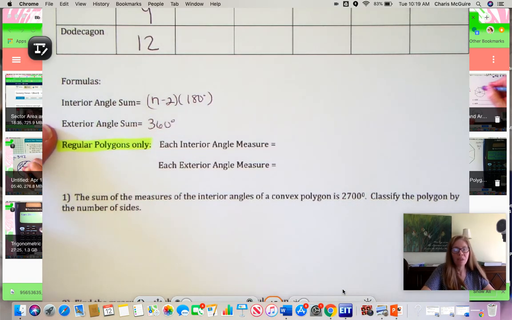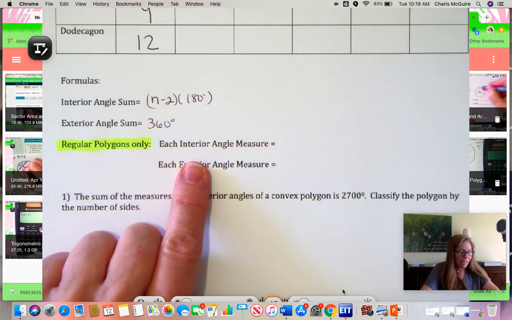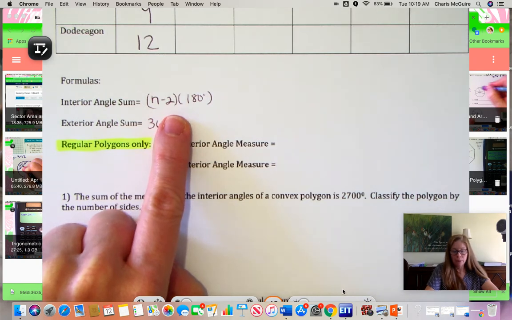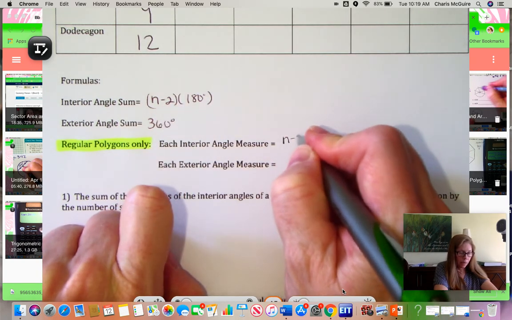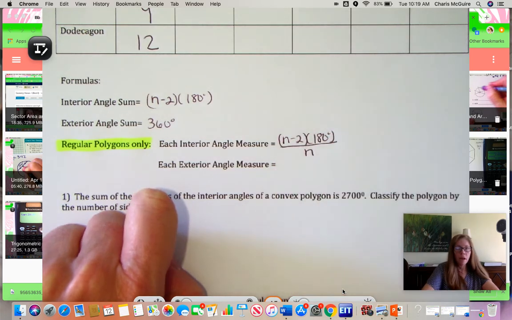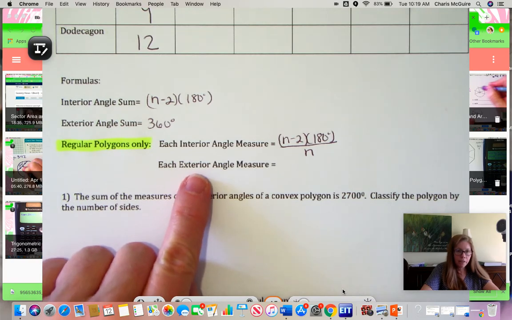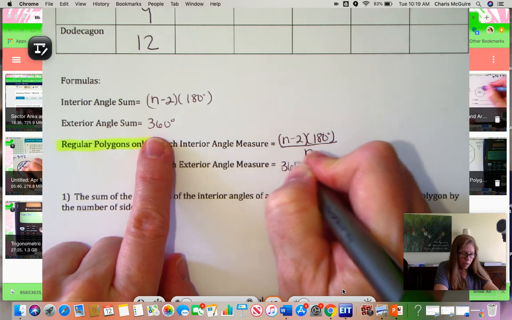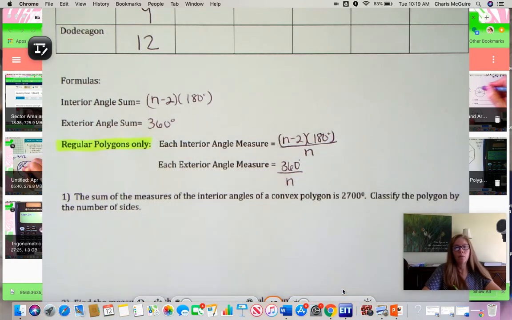That's going to be 360 degrees. All right. Now, to find each interior angle, you're going to take the sum and divide it by the number of sides. And so we're going to take this, n minus 2 times 180 degrees, and divide it by the number of sides. And then to find each exterior angle measure, you're going to take the total exterior and divide it by n, the number of sides. So they're very relatable. They're very easy. Yes, you need to memorize these. You'll need them on your SAT, and they do not give it to you, so you need to memorize these.